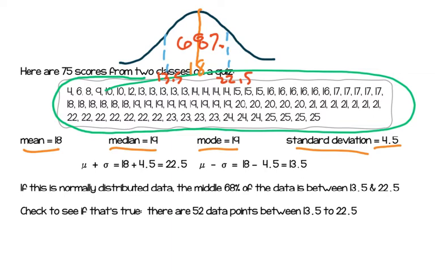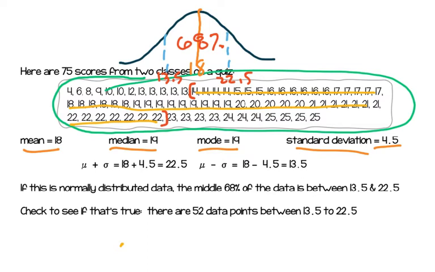Okay, let's just see if that's true. So if I look at the scores between 13.5, then I'm going to start right here. And then if I go up to 22.5, right there. So let's count how many scores are between these two. So count how many. Okay, so there's 52 scores that are between the 13.5 and the 22.5.